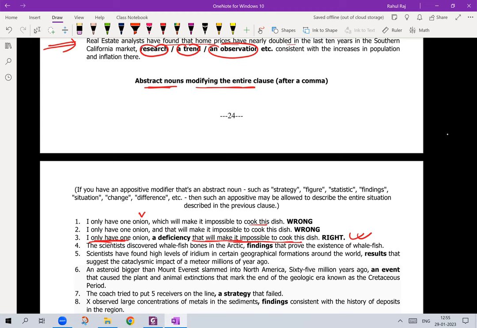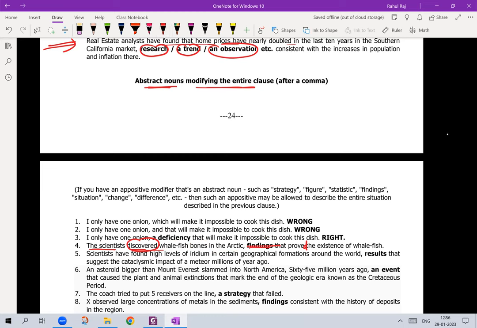So imagine if you read sentence number 4, the scientists discovered whale-fish bones in Arctic. Now, usually we say what? Which proved the existence of whale-fish? But do you think the sentence is right? What is which trying to refer to? Which will refer to bones. But do you think bones prove the existence of whale-fish? Crap. Which can refer to whale-fish? Do you think whale-fish proved the existence of whale-fish? No. It can't go back to scientists. Scientists didn't prove the existence of whale-fish. It is a discovery that proved the existence of whale-fish.